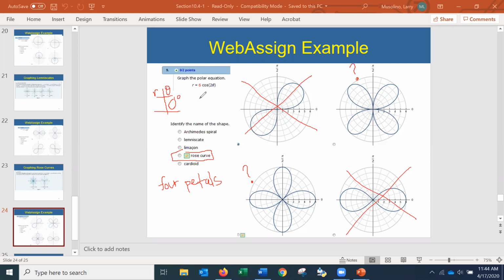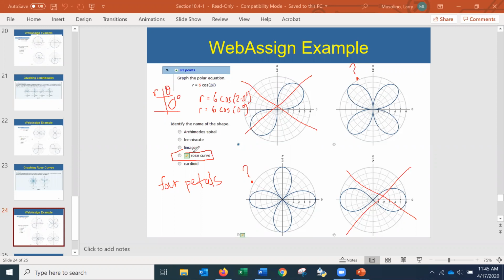All right, well then r is 6 times cosine 2 times 0 degrees. But of course, 2 times 0 is 0, so this is 6 cosine 0 degrees.